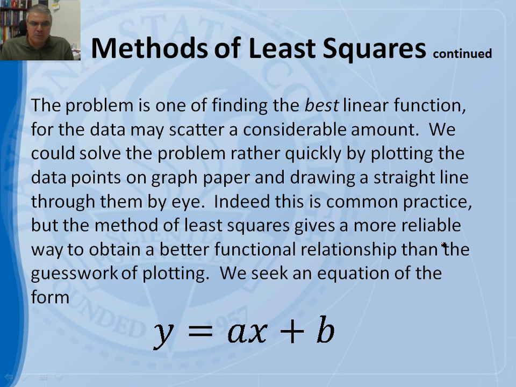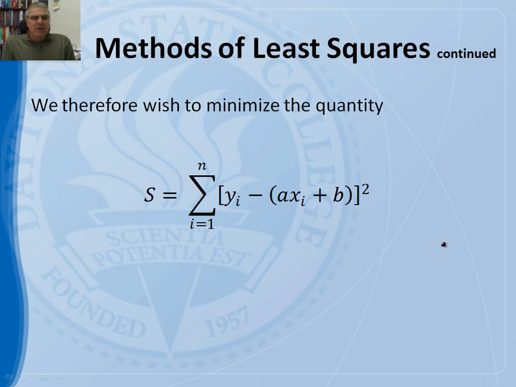So we could just plot it and try to eyeball it, and then try to draw a straight line through the plot, and that is really a common practice in many cases. But we need to come up with a more reliable mathematical way of doing that. So we seek an equation, as you see, and we therefore wish to minimize the quantity.